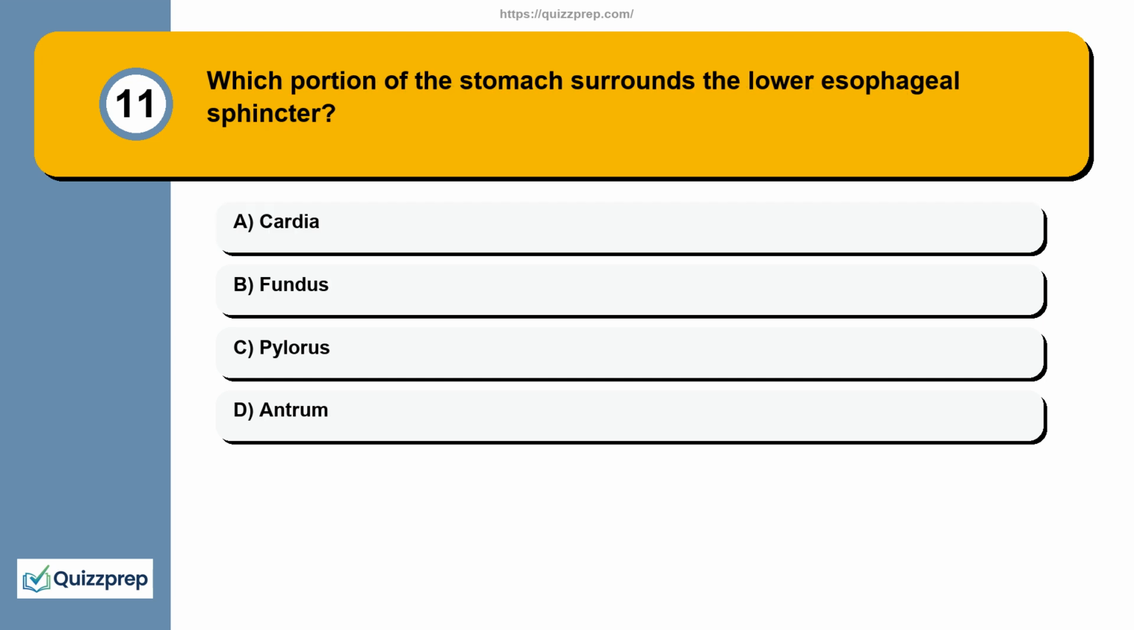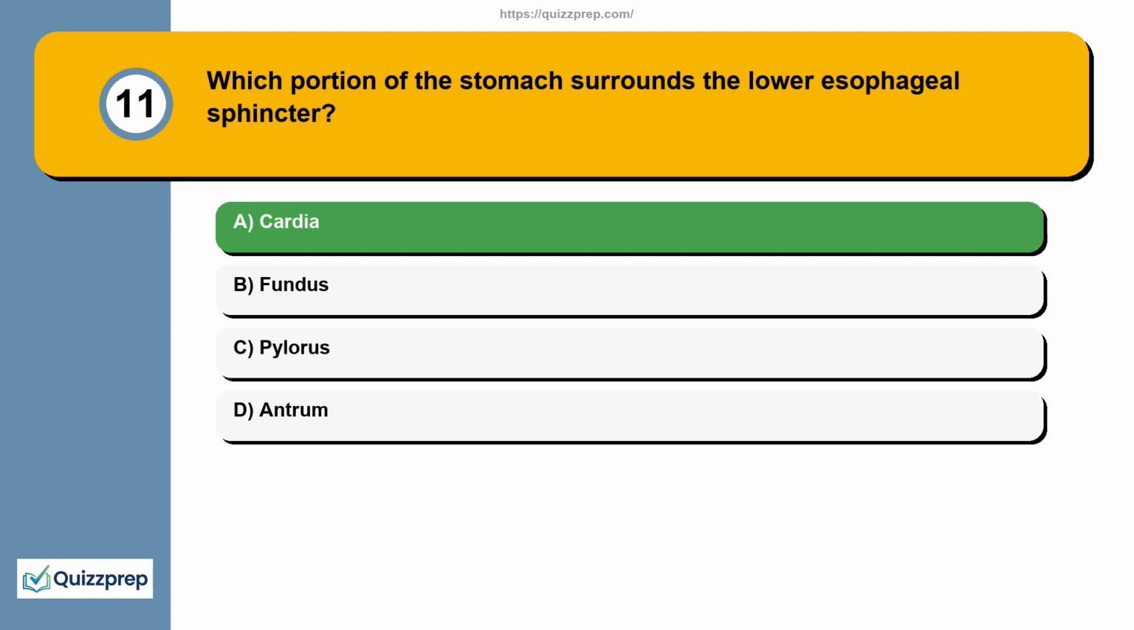Question 11. Which portion of the stomach surrounds the lower esophageal sphincter? Option A, cardia. Option B, fundus. Option C, pylorus. Option D, antrum. The correct answer is option A, cardia.